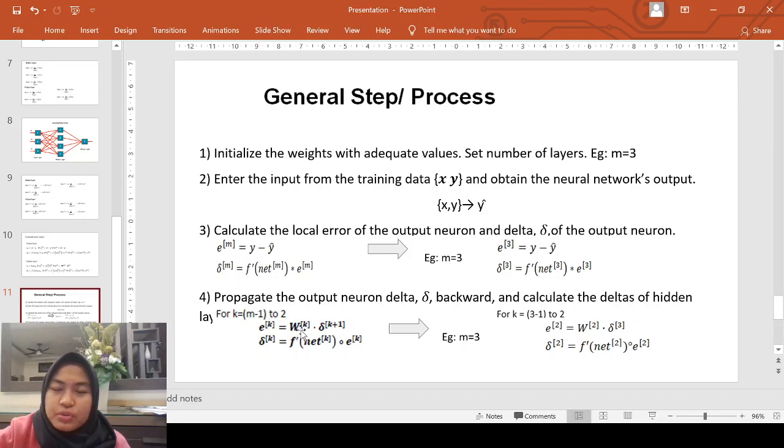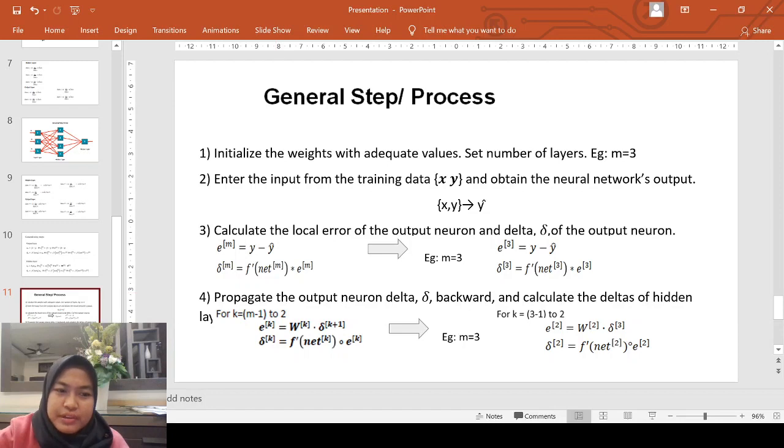So we continue backwards. We continue from the last layer, which is the third layer, and then we go up to the second layer. So for E of layer k, k is M minus 1, which in our case is 2. So E2 is the error of the second layer, equal to weight of the second layer times delta of the third layer. Also delta 2 is equal to F net of the second layer times E of the second layer.